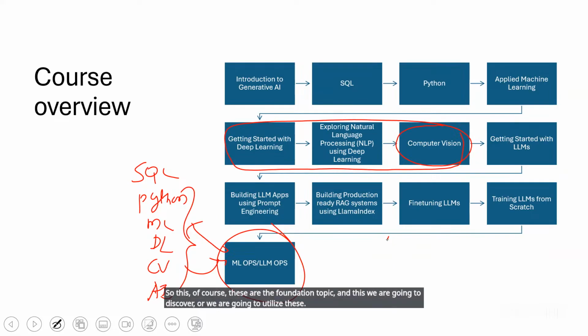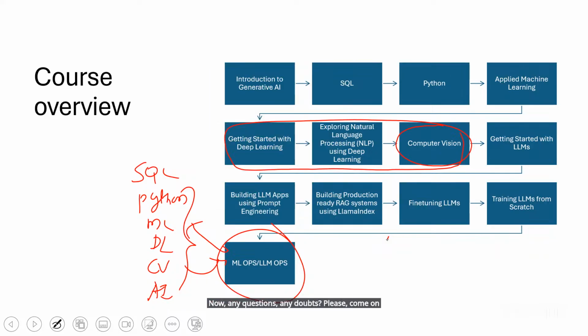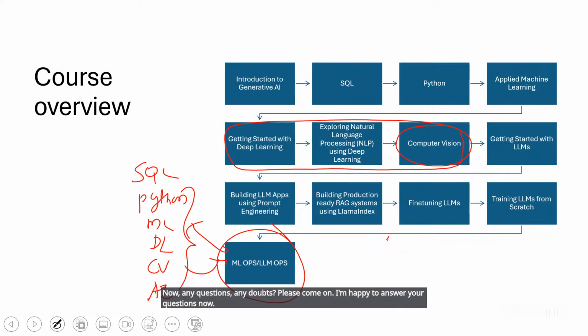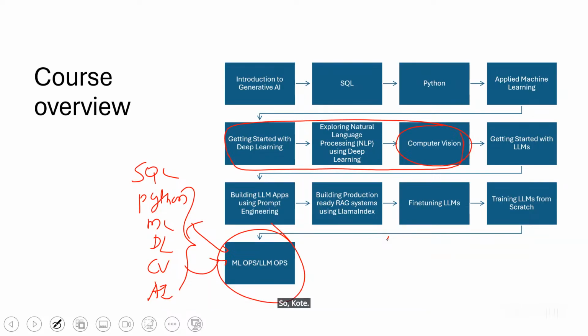Now, any questions, any doubts? Guys, come on. I'm happy to answer your questions now. So Koti, we are going to do prompting also here, right? Or is that a separate one? This is here, right, sir? Building LLMs using prompt engineering. Okay.